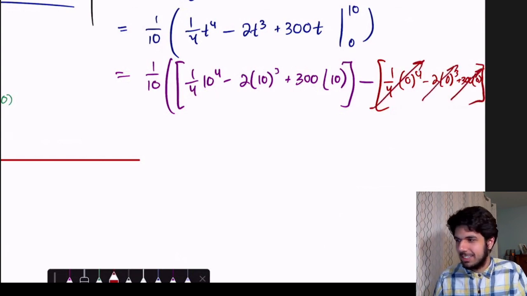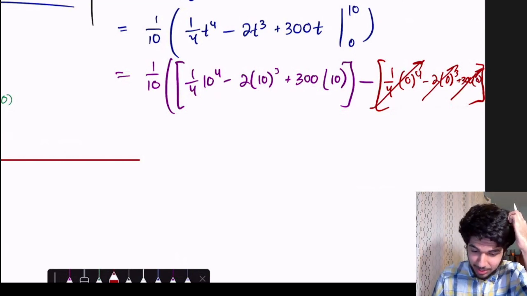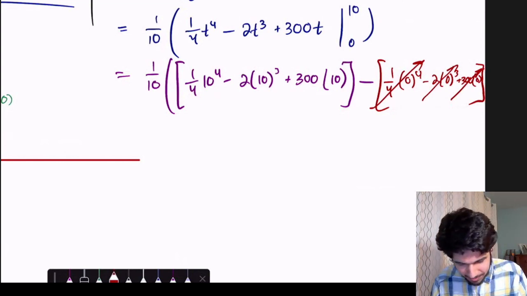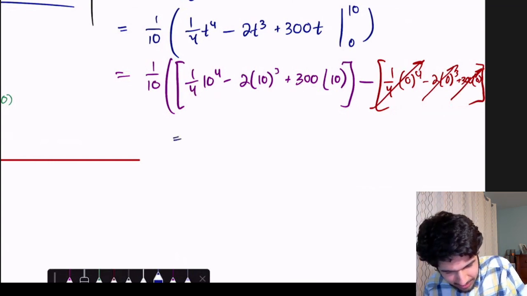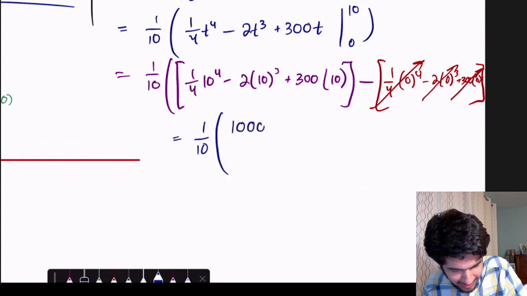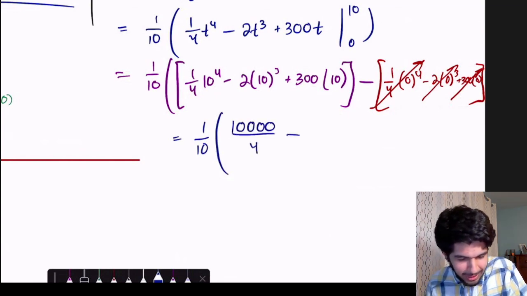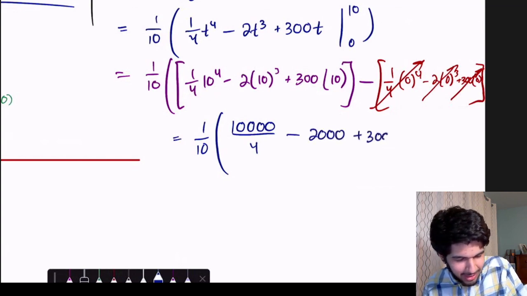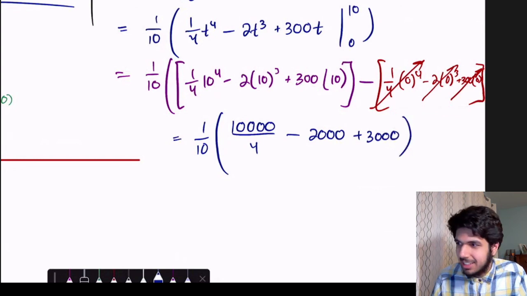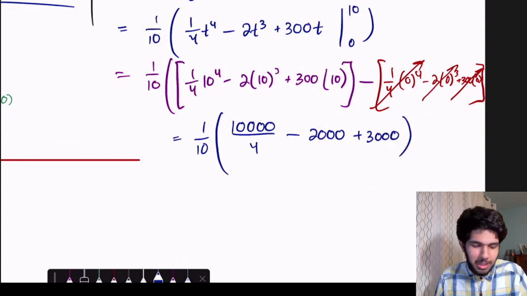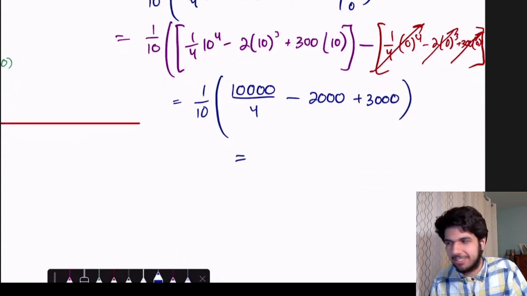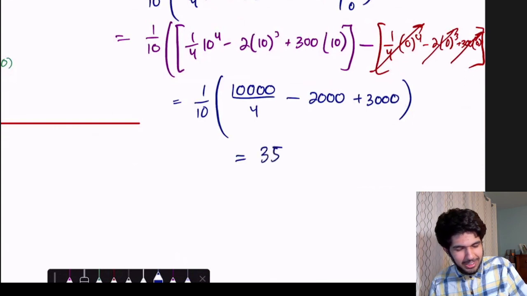And we're just left with the first thing to deal with, which is a little bit annoying, but it's okay. And this is going to be, let's see, 1/10 times 10 to the 4th is that number, divided by 4. 2 times 10 cubed looks something like that. And then 300 times 10 is that. And then we can simplify this a little bit, but we don't feel like doing that. I'll just give you the answer. Hopefully you get the idea.